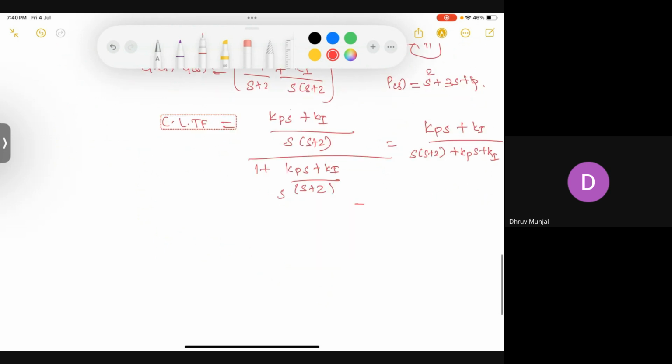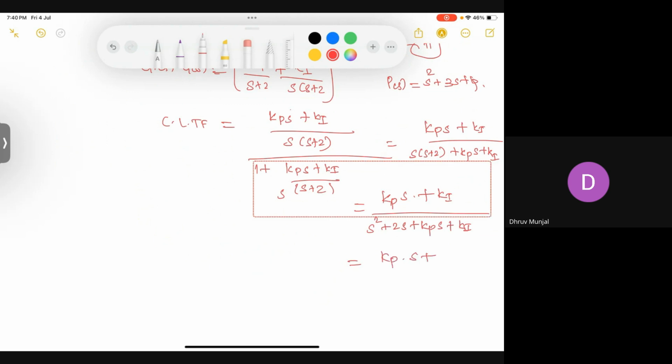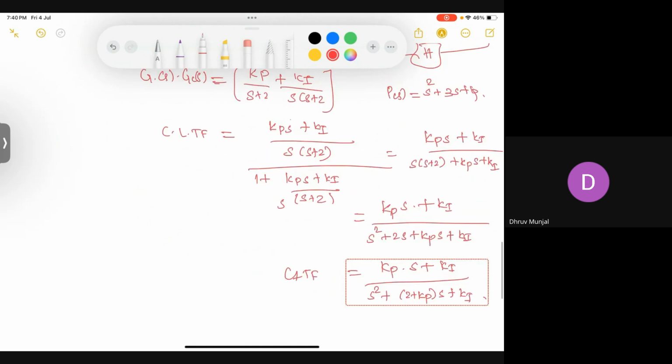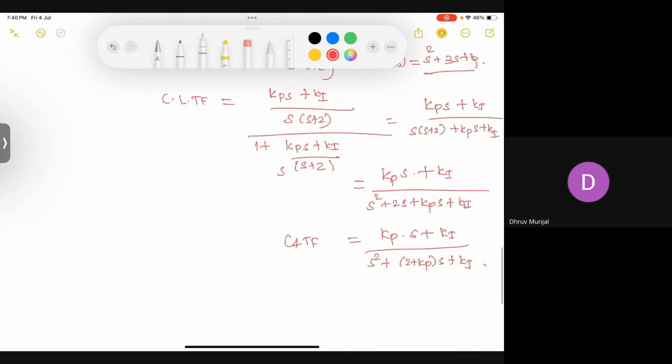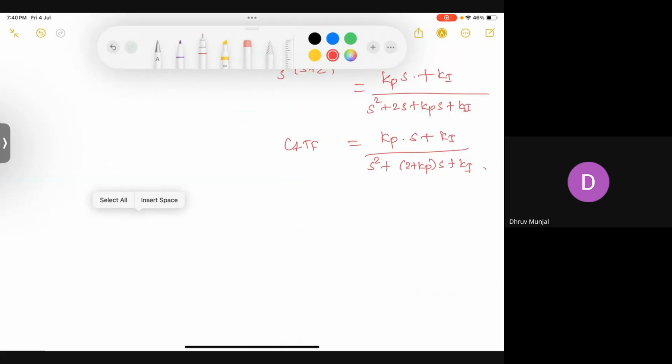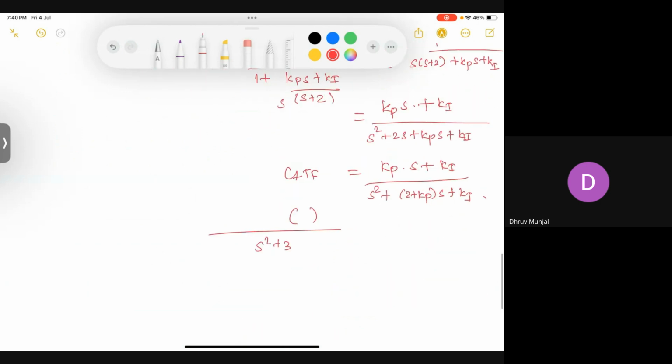Good. Now this will become Kps plus Ki divided by S square plus 2s plus Kps plus Ki. Then Kp into S plus Ki divided by S square plus 2 plus Kp into S plus Ki. Now we have simplified this closed loop transfer function. They have given some information about this closed loop transfer function. That is a characteristic equation, which is the denominator. So denominator they have given S square plus 3s plus 4. It is given in the question. This is equal to Kps.